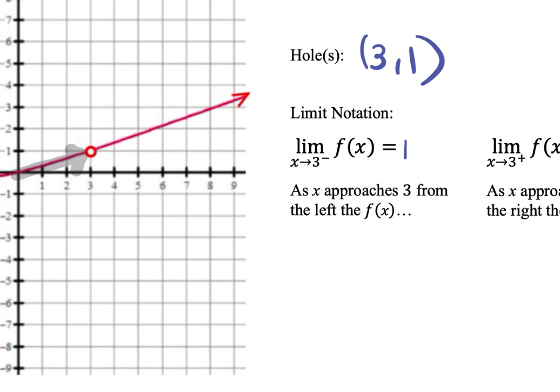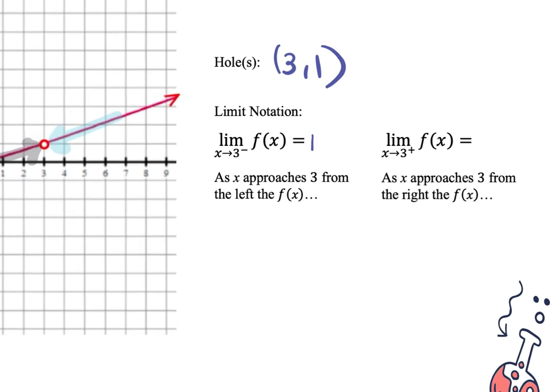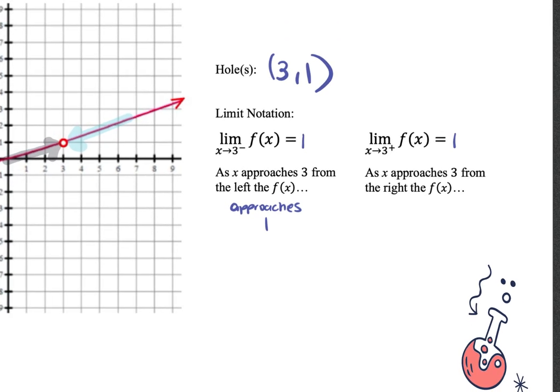As the graph is approaching positive 3 from the right, what's happening to that y value? It's also approaching 1, so 1 is the limit. So if you are finding the limits of your hole, it's the y coordinate of that hole. So as x approaches 3 from the left, the f of x approaches 1. As x approaches 3 from the right, the f of x approaches 1.